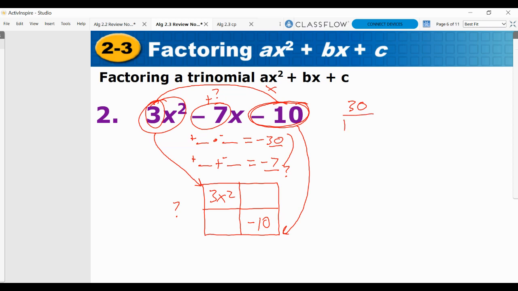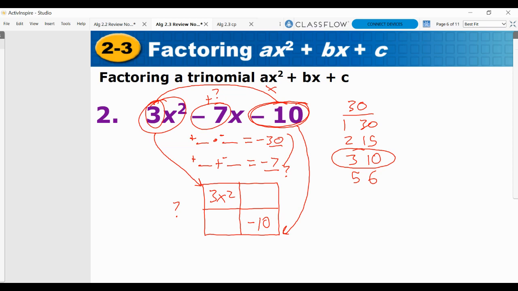So factors of 30, we have 1 and 30. We have 2 and 15. We have 3 and 10. And we have 5 and 6. So there's our factor pairs of 30. And we need one of them that's going to multiply to 30 and also add up to give us negative 7. And we need one of them to be a negative and one to be a positive to make it work.